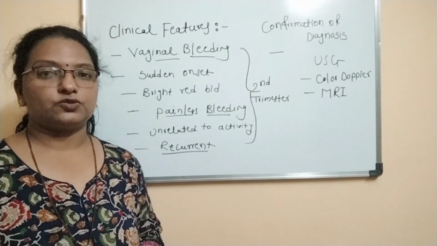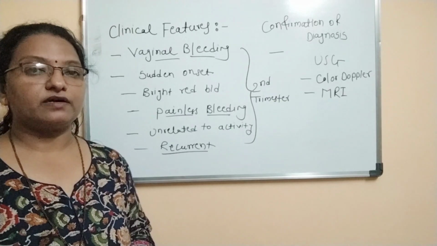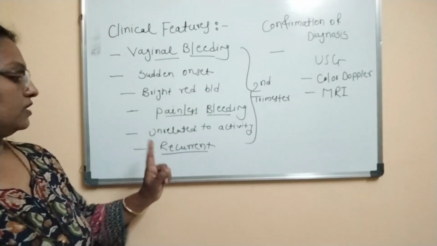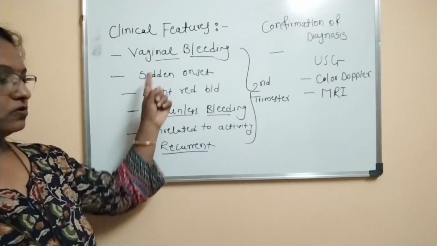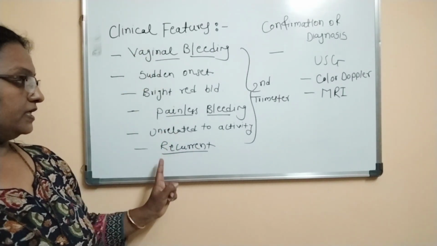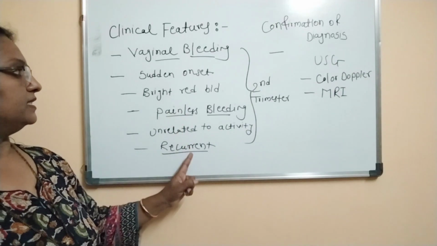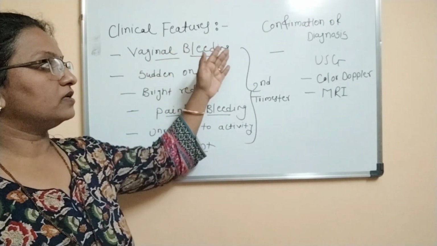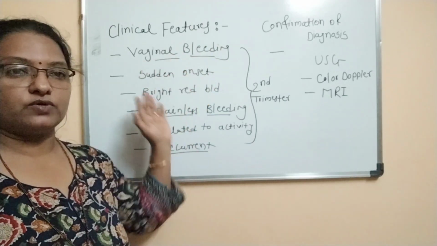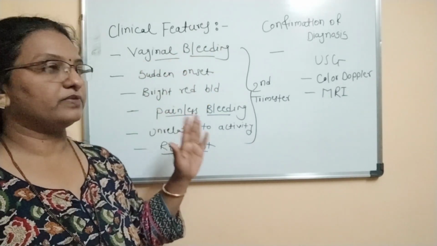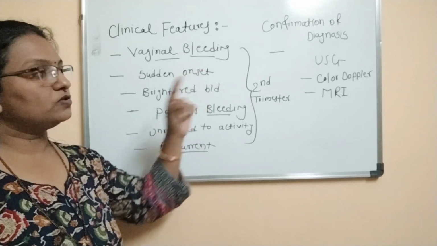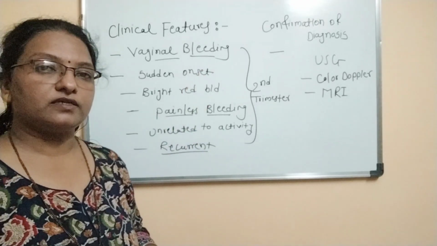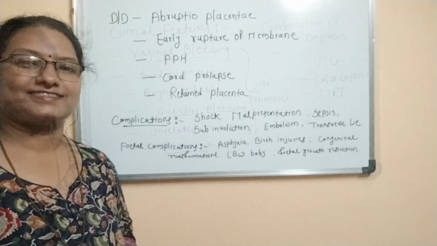Now about the confirmation of the diagnosis. How will you confirm that it is placenta previa bleeding? According to these clinical features, the vaginal bleeding is always painless and recurrent. So this is the confirmation. By these symptoms you can confirm that this is placenta previa bleeding. Also with the help of ultrasonography, color Doppler and MRI, you can confirm the diagnosis.